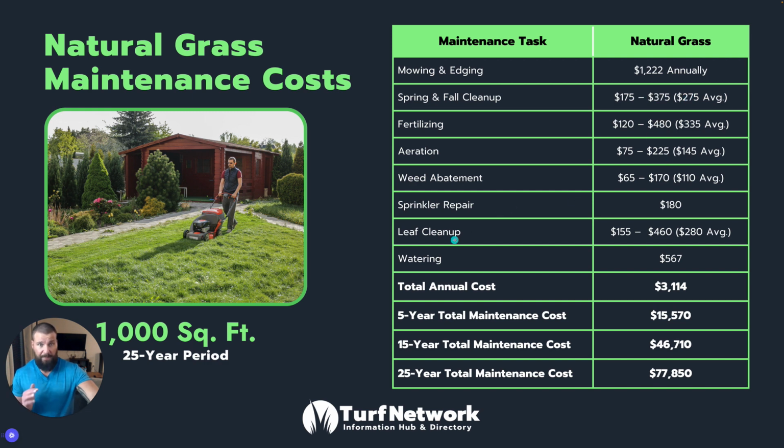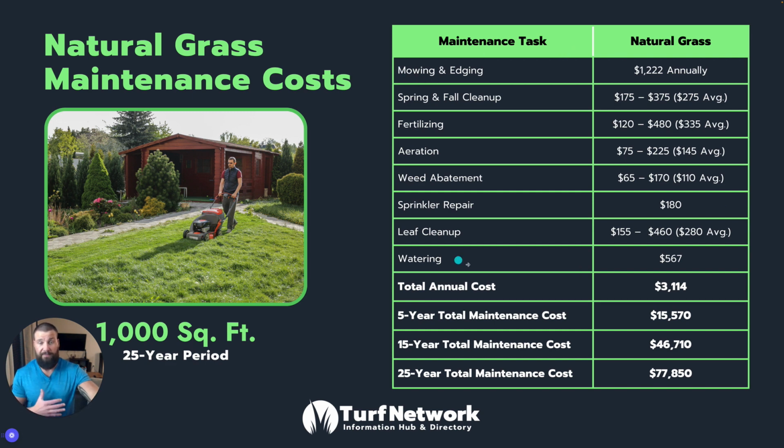We have sprinkler repair, leaf cleanup, and watering for a total annual cost of $3,114. So the 5-year maintenance cost for natural grass is $15,570. The 15-year maintenance cost is $46,710, and the 25-year maintenance cost is $77,850. So that's over a 25-year period. Maintaining a natural grass lawn is going to cost $77,850, and that's with these.